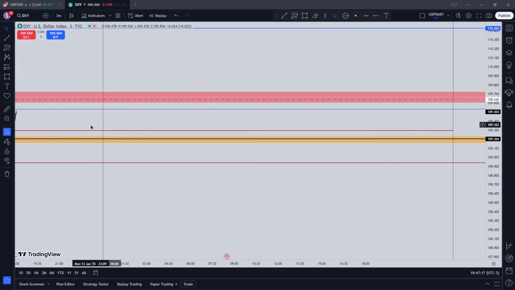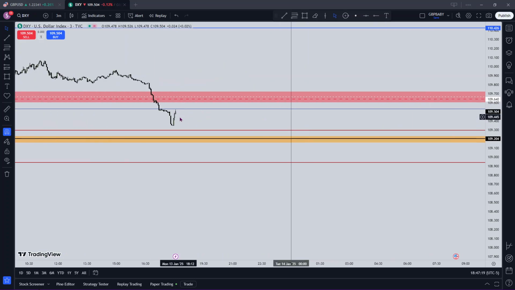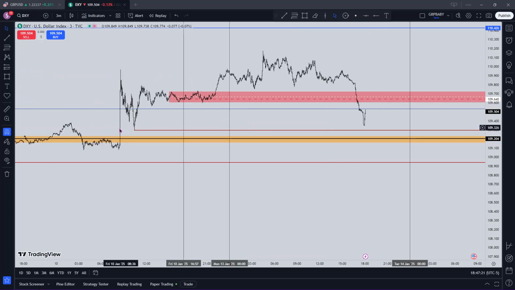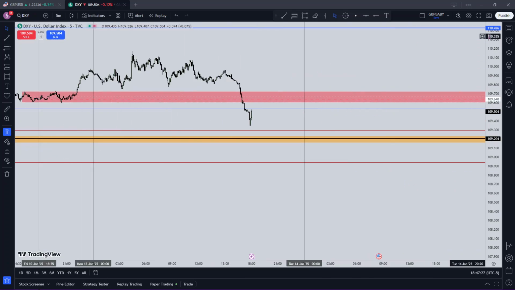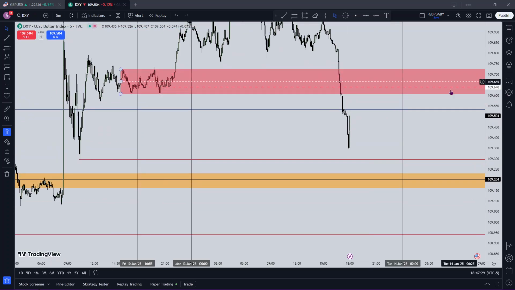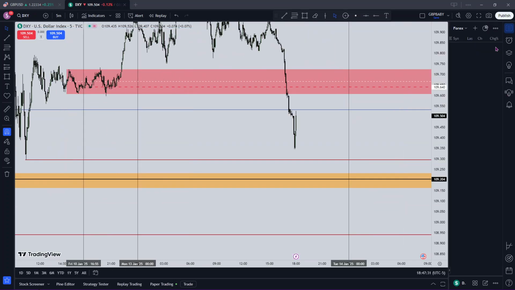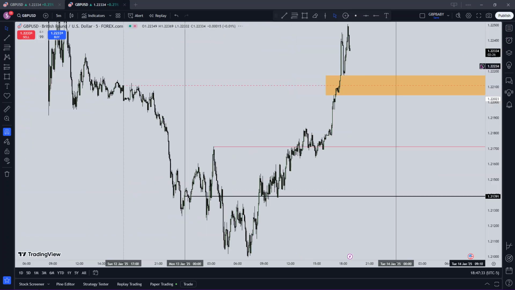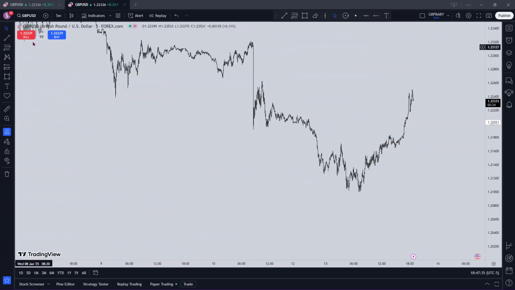But ideally it doesn't, and then we can use this as an easy target for price, and down here as well. So I hope that all makes sense. Let's now head on to GBP USD, and I will remove everything.